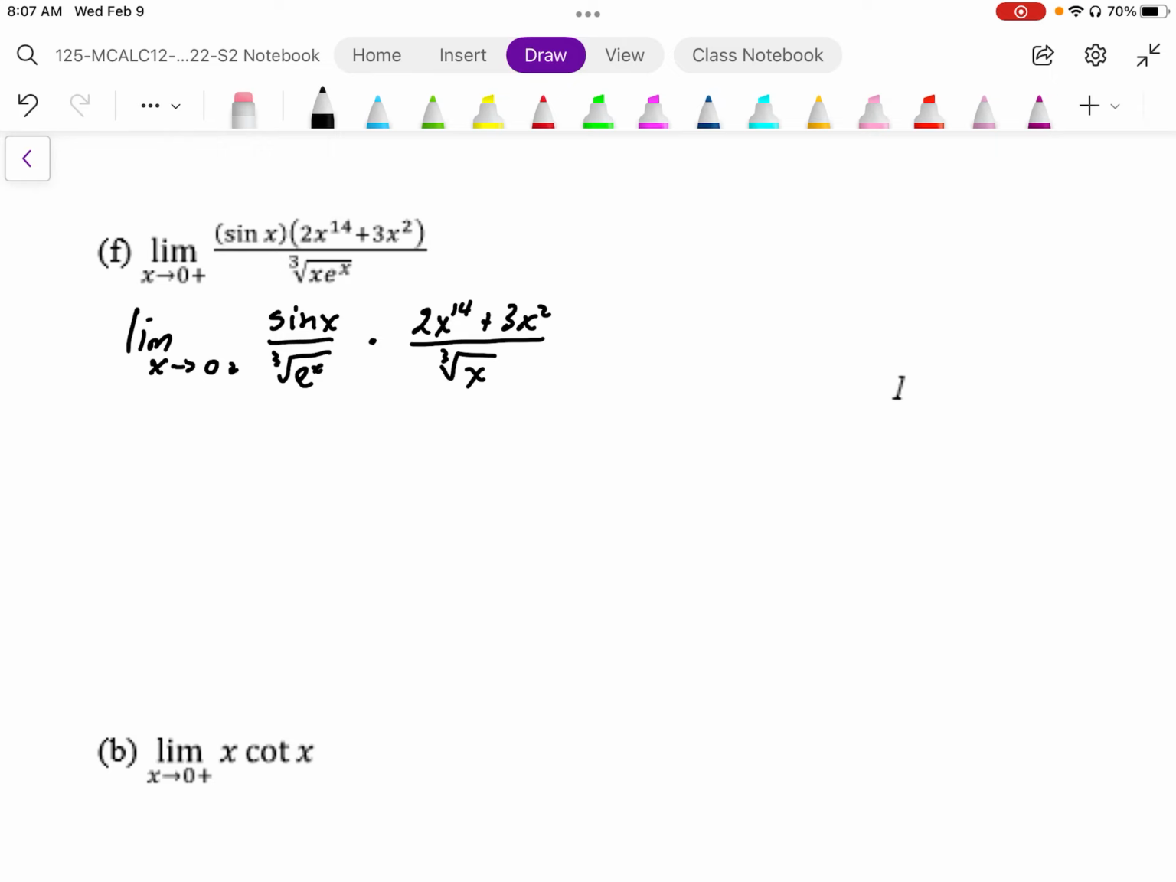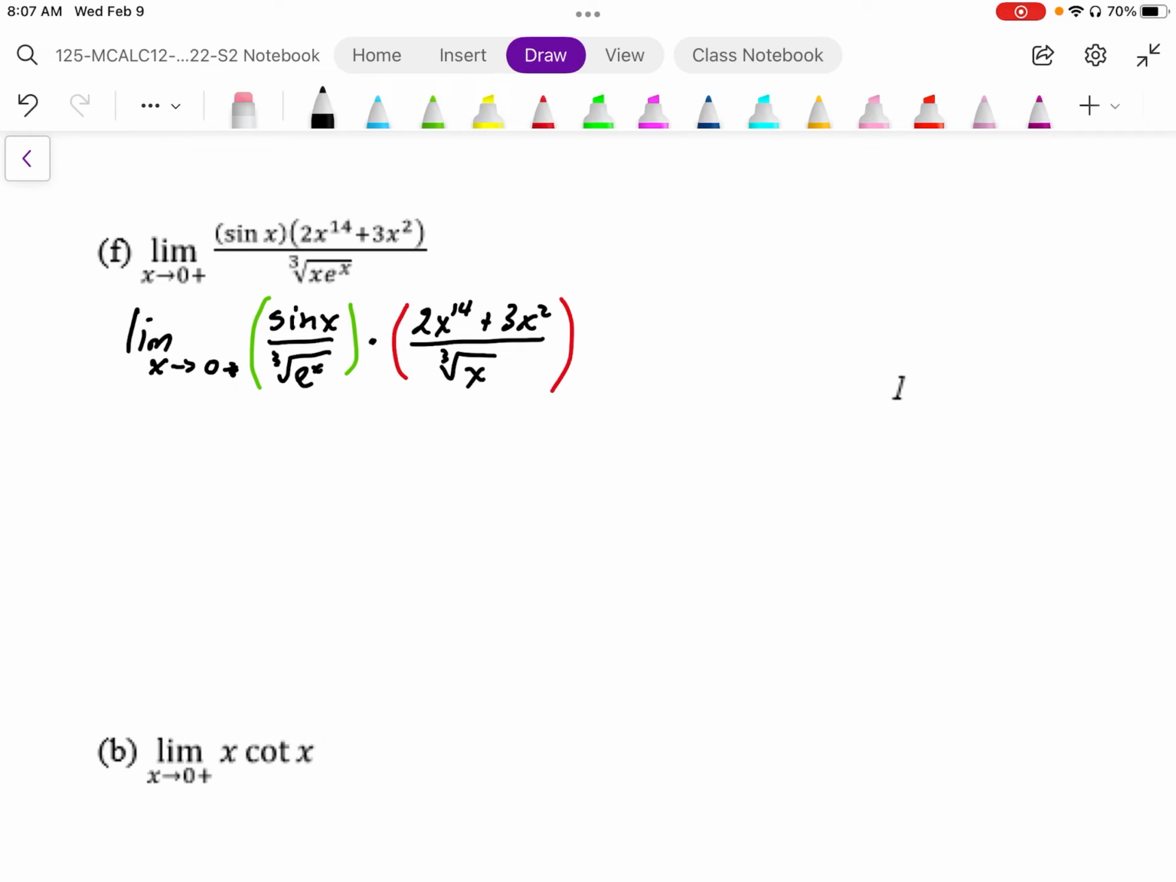Now, the reason why we might want to do this is, first of all, this part of the expression can be simplified using powers, the exponent rules. And this part of the expression here, well, if we let x go to 0 from the positive side, the denominator is actually not 0, so we don't get a 0 in the denominator, and we can evaluate that part of the limit.